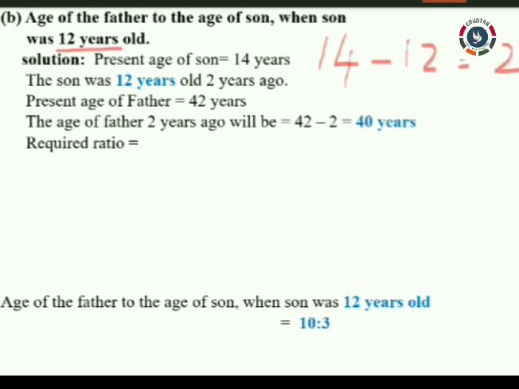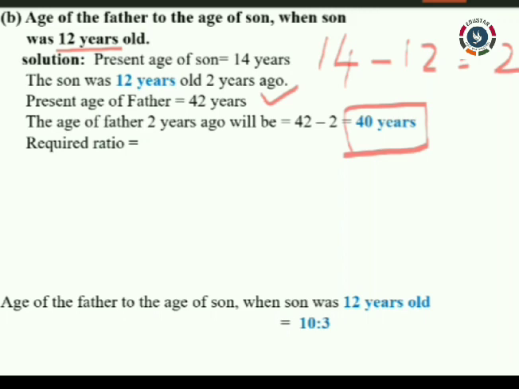Now you have to find the ratio for 2 years back. 2 years back the son's age is 12 years. Now you have to find the age of the father 2 years back. So present age of father is 42 years. 2 years back means 42 minus 2, you will get 40 years.